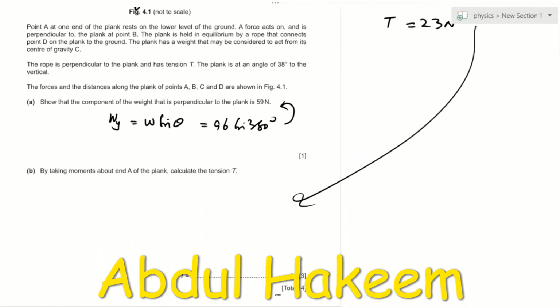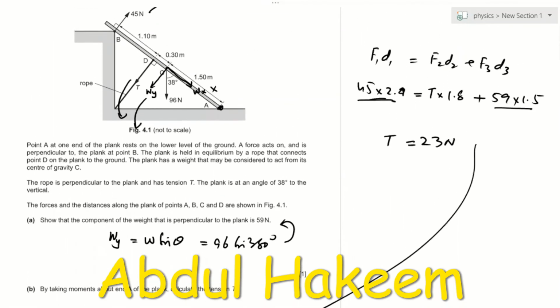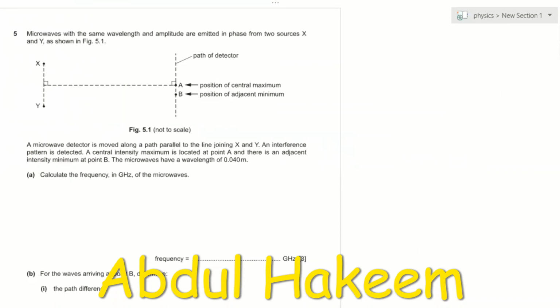So this is question number 4. Now move to next question. The question is, the microwave with the same wavelength and amplitude are emitted in phase from the sources X and Y as shown. The microwave detector is moved along the path parallel to the line joining X and Y.